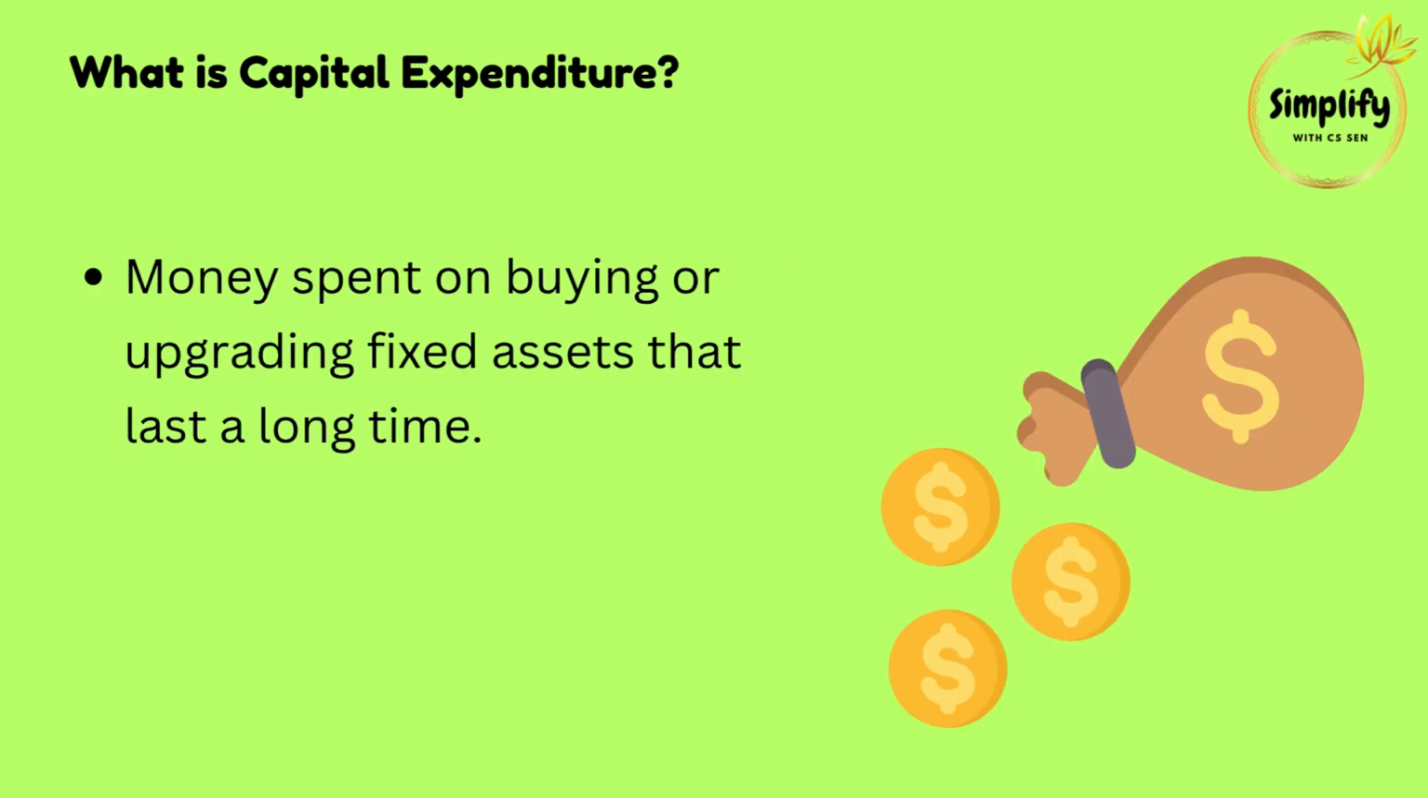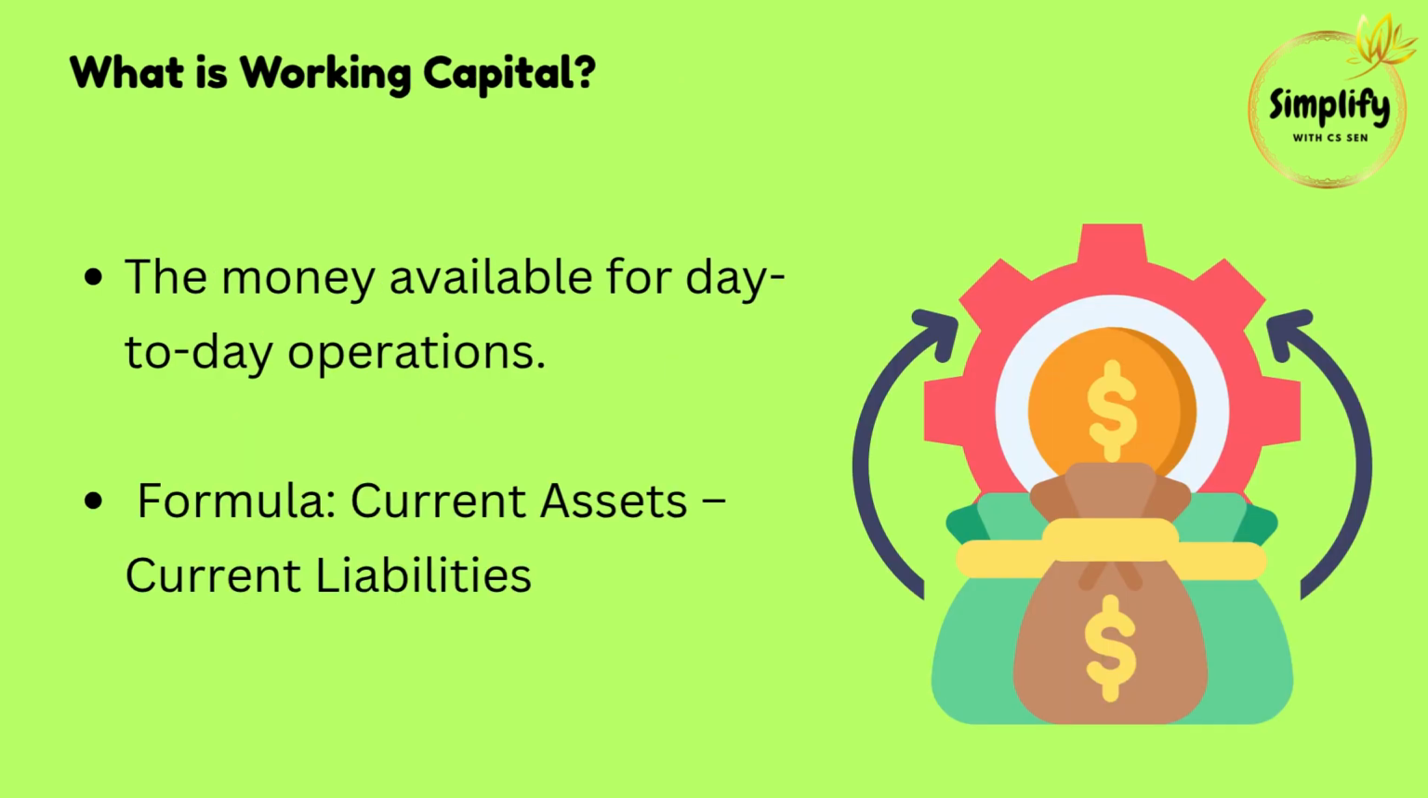What are capital expenditures? Money spent on buying or upgrading fixed assets that last a long time is capital expenditure. What is working capital? The money available for day-to-day operations is known as working capital. The formula for calculating working capital is current assets minus current liabilities.